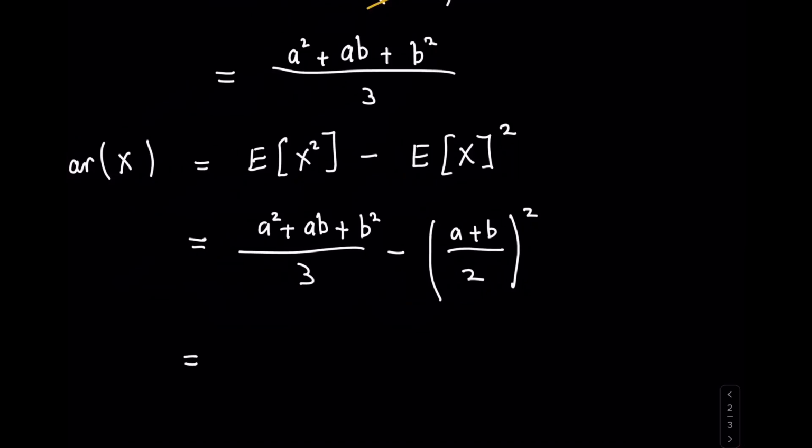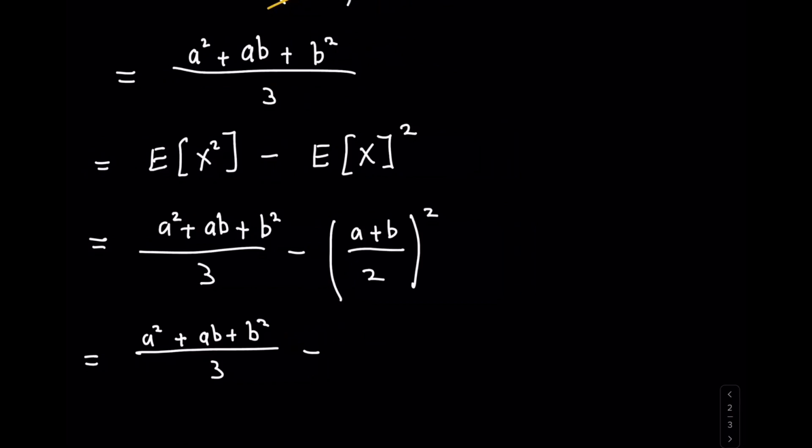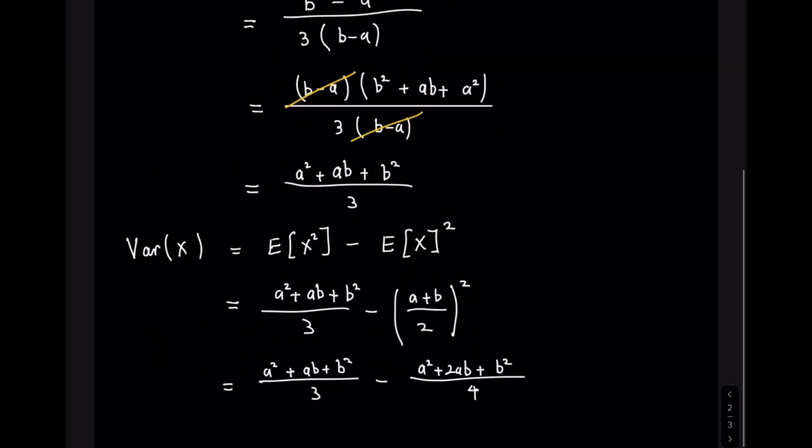Coming up with some simplification, what I'm going to try and do is combine these two particular fractions together. What we'll have here is a squared plus ab plus b squared over 3. That doesn't change. However, this side part we'll expand the a plus b squared at the top. So that would become a squared plus 2ab plus b squared over 4 in this particular instance.